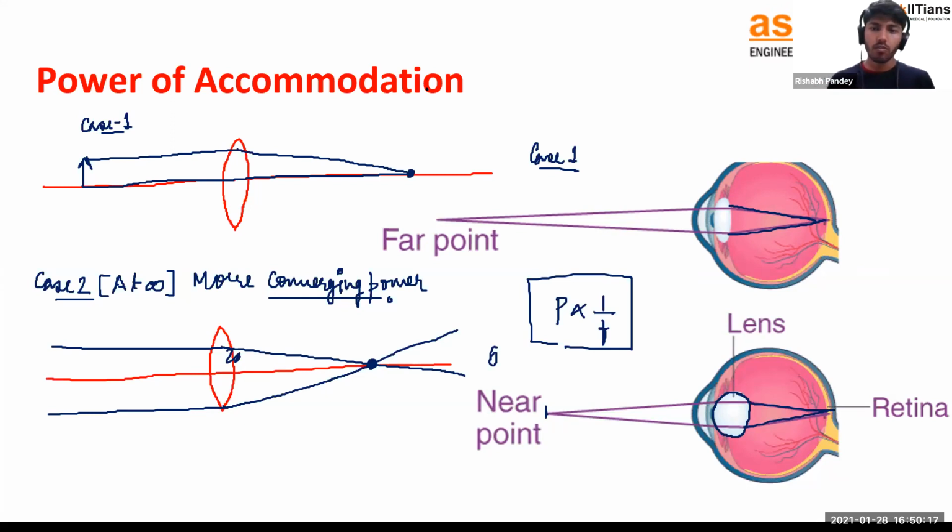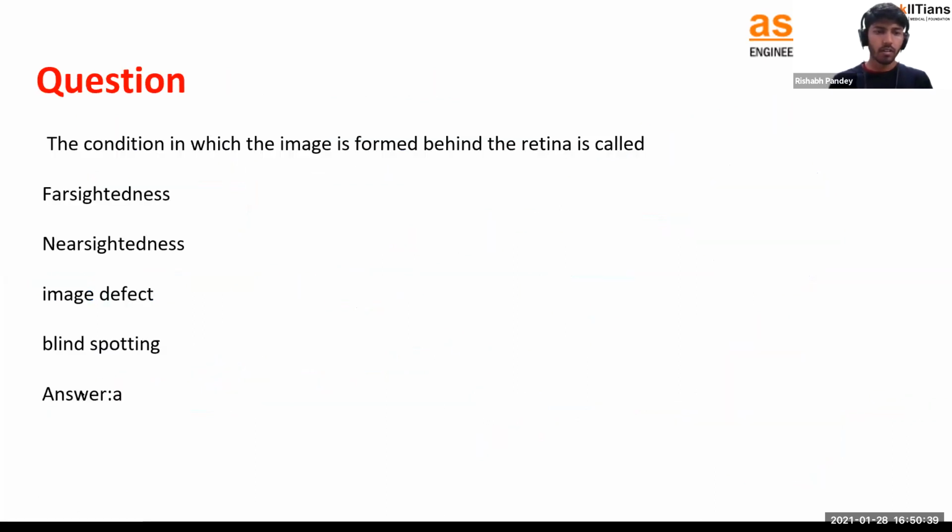Also, there's one more thing which needs to be discussed. For example, in this case, if I have something which is very far, this has been given a term called far-sightedness, as you can see over here, it has been discussed in this question. The condition is that the image is formed behind the retina. So in this case, the answer is far-sightedness. The image is formed behind the retina.